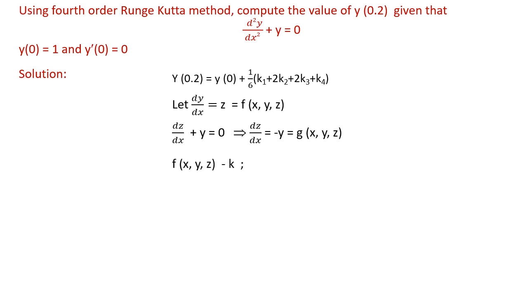Apart from the function f of x, y, z, using which the k values are calculated, here we consider one more function g of x, y, z and calculate the corresponding L values as we calculate the k values. We know that from given initial conditions, here x0 equal to 0, y0 equal to 1 and z0, which is the initial value of the first order derivative of y, is given as 0. And since we have to compute the value of y at point 2, we can consider h as 0.2.